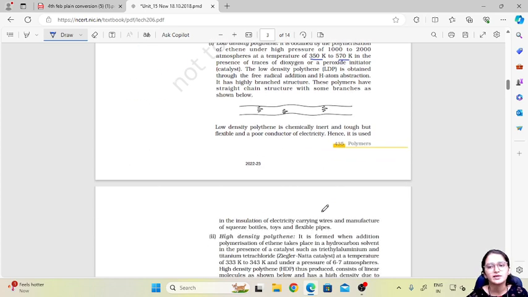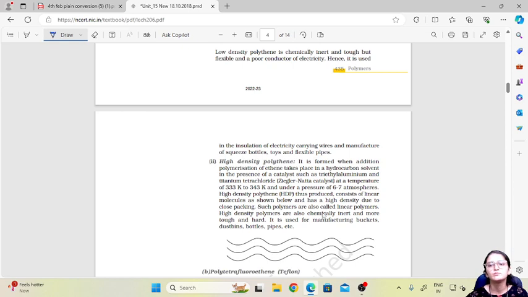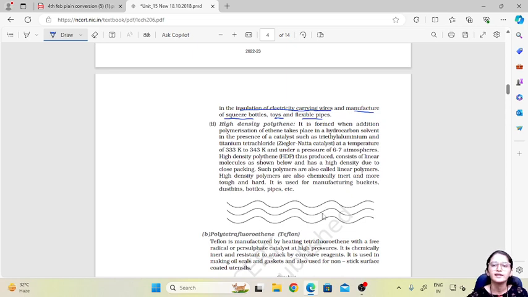It is chemically inert and tough but flexible, and a poor conductor of electricity. So it is used in insulation of electricity carrying wires and manufacture of squeeze bottles, toys and flexible pipes. Then high density polythene is formed when the polymerization of ethene takes place in a hydrocarbon solvent in the presence of a catalyst, and that catalyst is the Ziegler-Natta catalyst. Here the temperature used is 333 to 343 Kelvin under a pressure of 6 to 7 atmosphere.